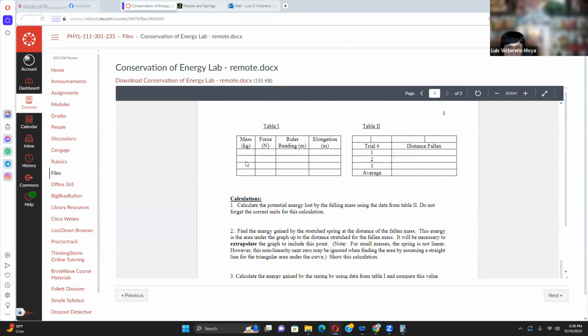You place the mass value here, the force. So the graph will be a linear graph. If you plot all the masses as a function of elongation, it will give you a linear graph. And you can find the constant of the spring by doing that. The force on the y-axis, elongation on the x-axis. The slope of that graph, which is a line, will give you the k value. And you need that to find the energy, right? Using the equation 1/2 kx squared.